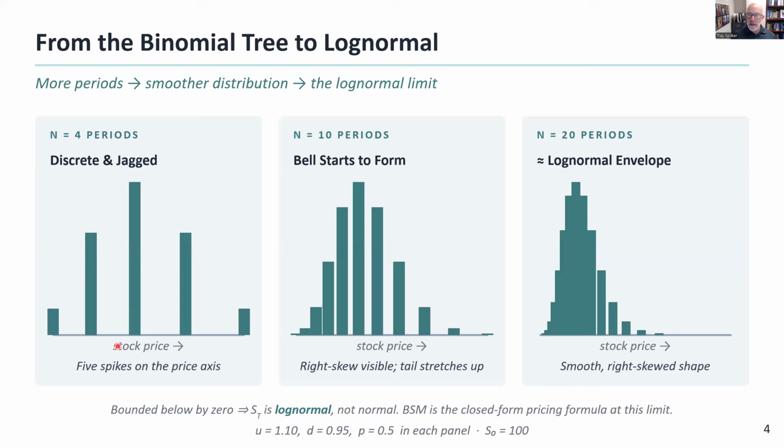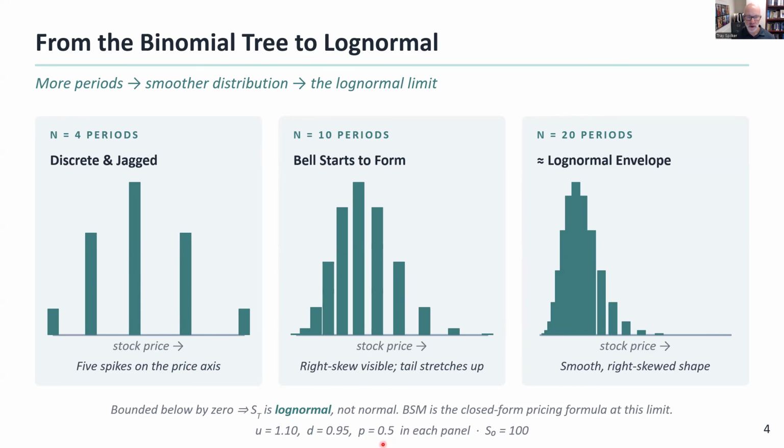So how do we get from the binomial tree to the log normal distribution? Remember, the binomial tree was our first option pricing tool. As we let the number of periods grow larger with smaller and smaller steps, the discrete two-state outcomes smear into a right-skewed distribution of stock prices. If you take a look at these histograms, each one is showing the same construction, where u equals 1.1, d equals 0.95, and we have a risk-neutral probability of an up move of 0.5, okay?